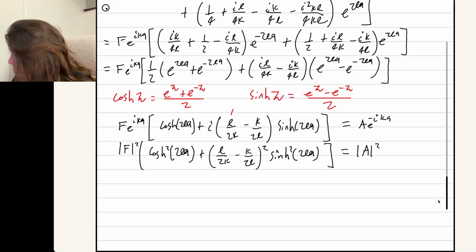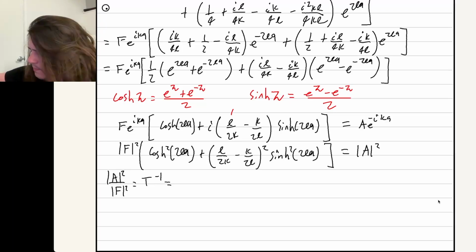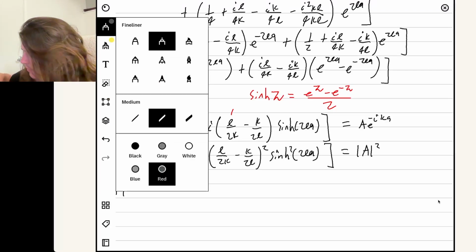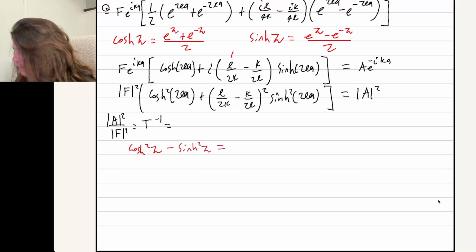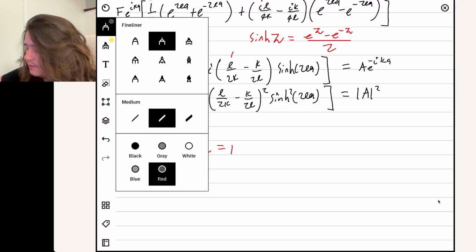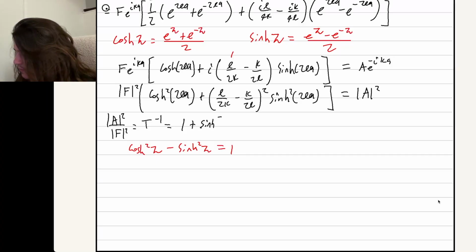And so we can use this to solve for mod squared A over mod squared F, which by the way is just the inverse transmission coefficient. And then use one more trig identity that I probably already should have written. That is cosh squared z minus sinh squared z equals 1. And so we can turn that hyperbolic cosine into a hyperbolic sine and just say 1 plus sinh squared z.